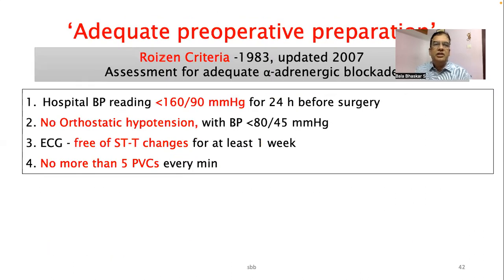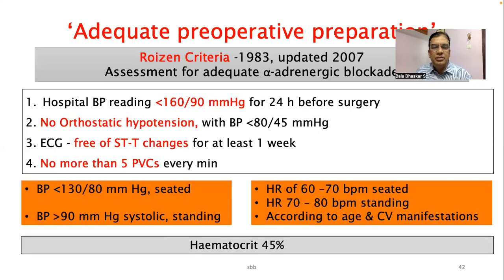We were talking about what is known as Roizen's criteria to check whether the alpha-adrenergic blockade has been effective, which says that hospital blood pressure reading should be less than 160/90, 24 hours before surgery. There shall be no orthostatic hypotension with BP less than 80/45 millimeters of mercury. ECG should be free of ST-T changes for a week and no more than 5 PVCs every minute. So these criteria are still applicable, but slightly modified because the approach has to be customized to the individual patient also.